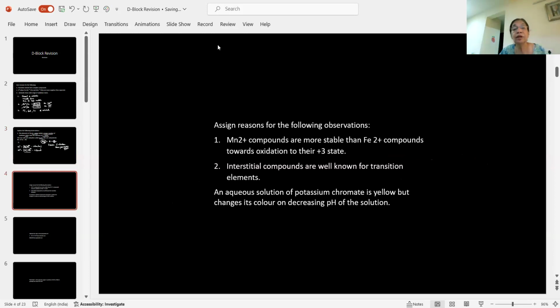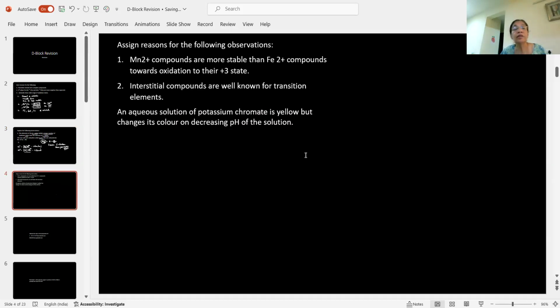Okay, then the next one is assign reasons. Mn2 plus compounds are more stable than Fe2 plus compounds towards oxidation in their plus 3 oxidation state. How will you explain that? So this is Mn2 plus and this is Fe2 plus, right? What is the configuration of Mn2 plus? Mn2 plus is argon and 3d5, right?